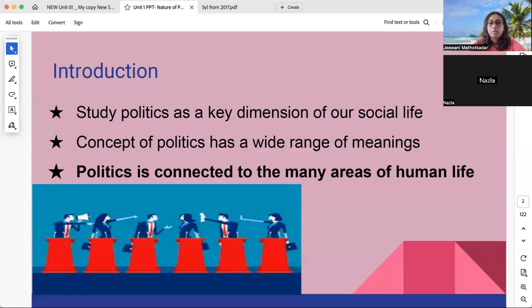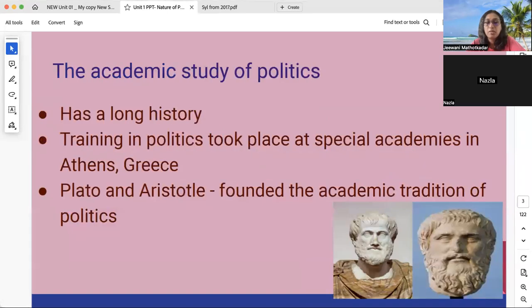Okay. So we study politics as a key dimension of social life. These are the things we are going to learn, the basic aims of these lessons. The concept of politics has a wide range of meanings, and political science is connected to many other areas of human life. As an academic study of politics, it has a long history, and training in politics took place at special academies in Athens, Greece. Plato and Aristotle founded the academic tradition of politics.